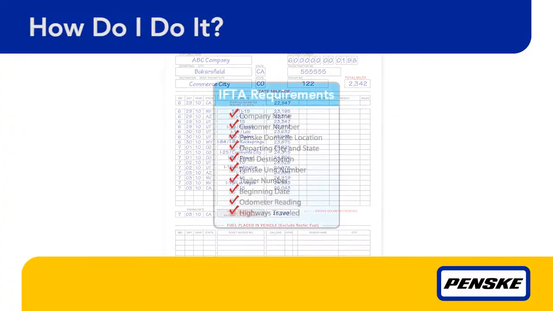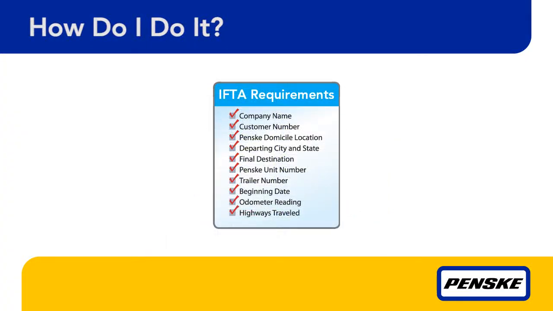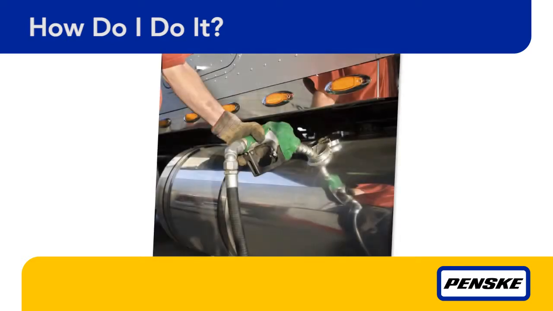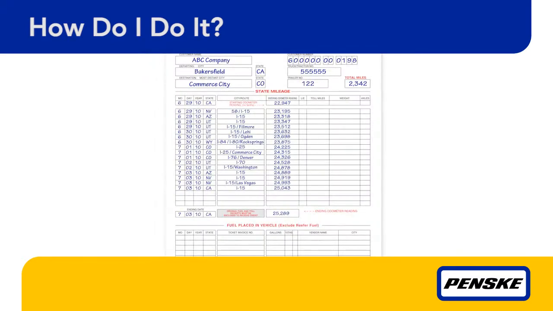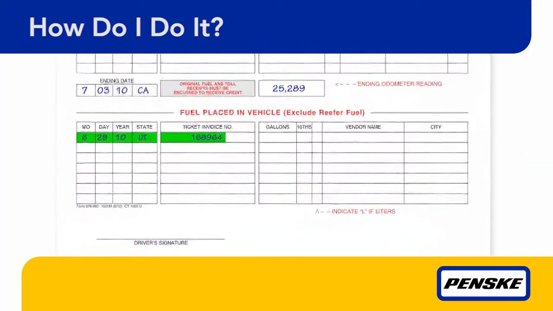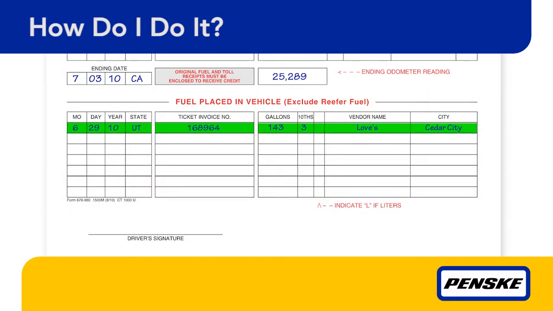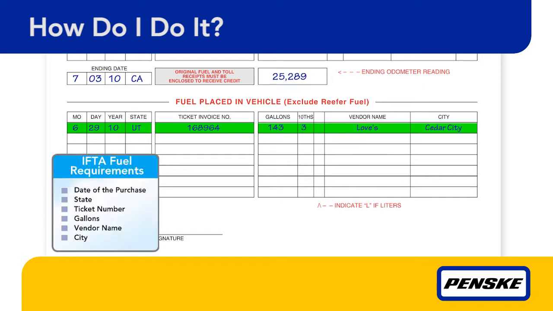Your driver has done a good job of documenting all the required mileage information. However, it is equally important to properly document all fuel purchased during the trip. During the outbound leg of the trip, your driver used your company credit card and purchased 143.3 gallons of fuel at Love's Truck Stop in Cedar City, Utah. This information is recorded at the bottom of the Penske driver trip report. The date of the purchase, state, ticket number, gallons, vendor name, and city are all required.